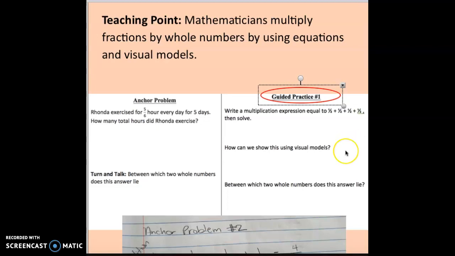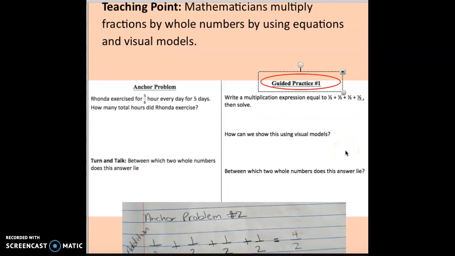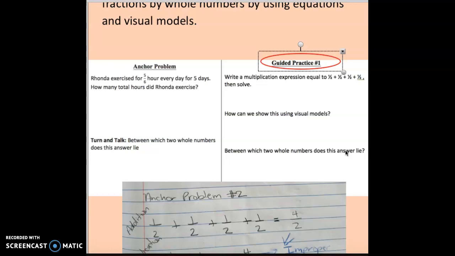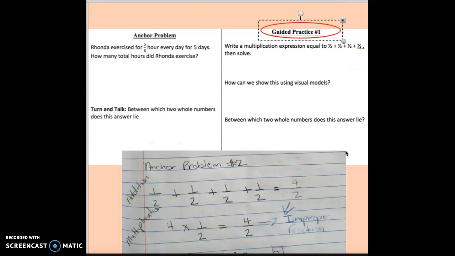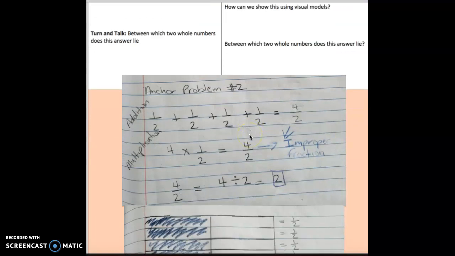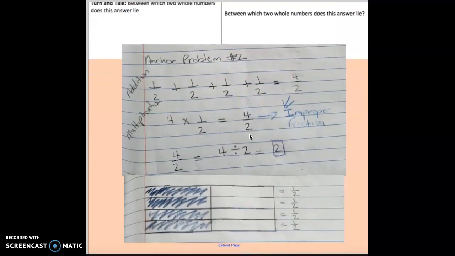So let's look at anchor problem number 2. It's asking us to write a multiplication expression equal to 1/2 plus 1/2 plus 1/2 plus 1/2. Then solve. So we have here 1/2 4 times. We have it once, twice, 3 times, 4 times. So we need to figure out how we can use this. How can we solve this using a bar model?